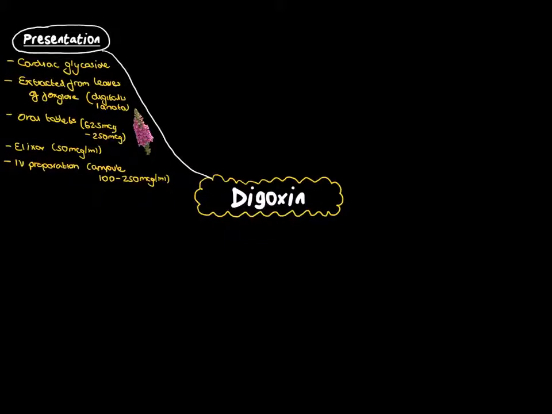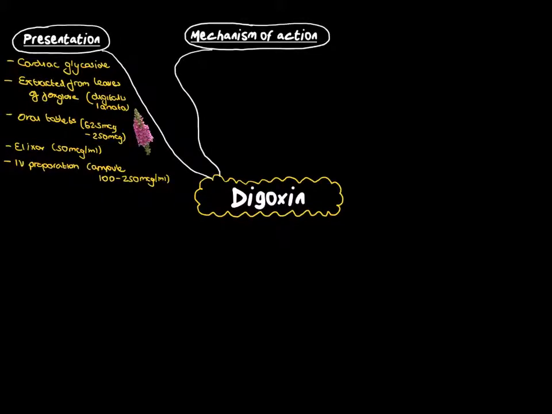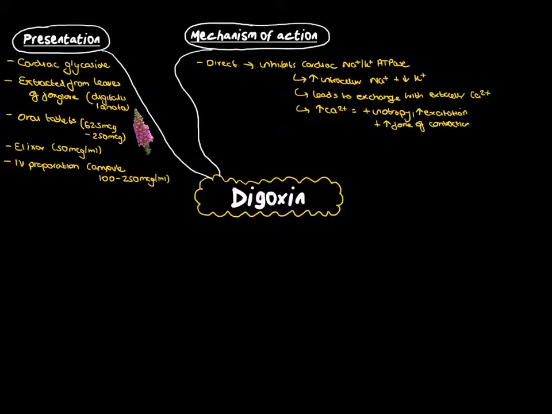When we think about the mechanism of action of digoxin, it can be considered as direct and indirect. The direct action is that it inhibits the cardiac sodium-potassium ATPases. What this does is it leads to an increase in intracellular sodium and a decrease in intracellular potassium. The intracellular sodium levels, as they start to rise, lead to an exchange with extracellular calcium, and that leads to an intracellular calcium buildup.